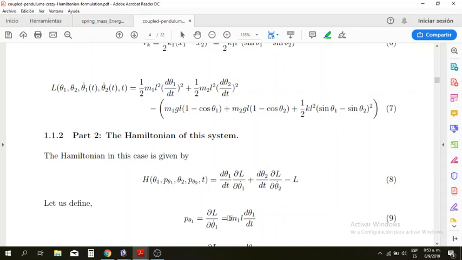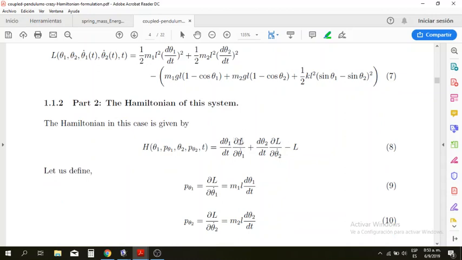This is L, and the derivative of the Lagrangian with respect to θ1 dot will be the generalized momentum p θ1, equal to m1 l squared times the derivative of θ1 with respect to time. The partial derivative of L with respect to θ2 dot will be the generalized momentum p θ2, which will be this one.